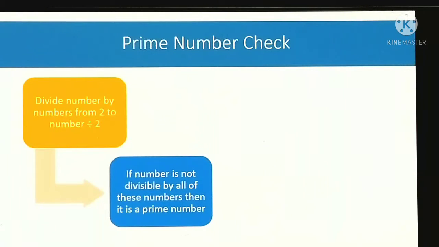Divide the number by numbers from 2 to number divided by 2. When it is divisible by any number, that is a composite number, and if it is divisible only by 1 or itself, then it is a prime number, not divisible by any other number.